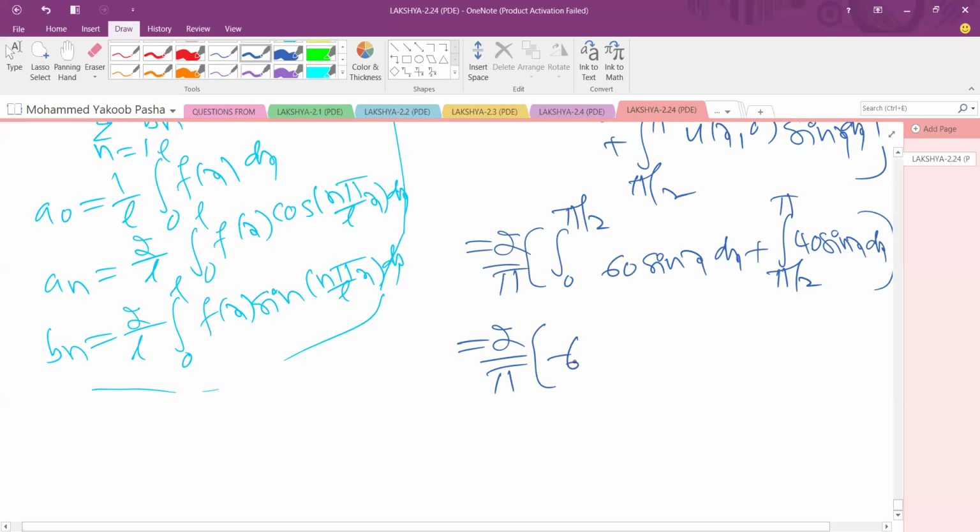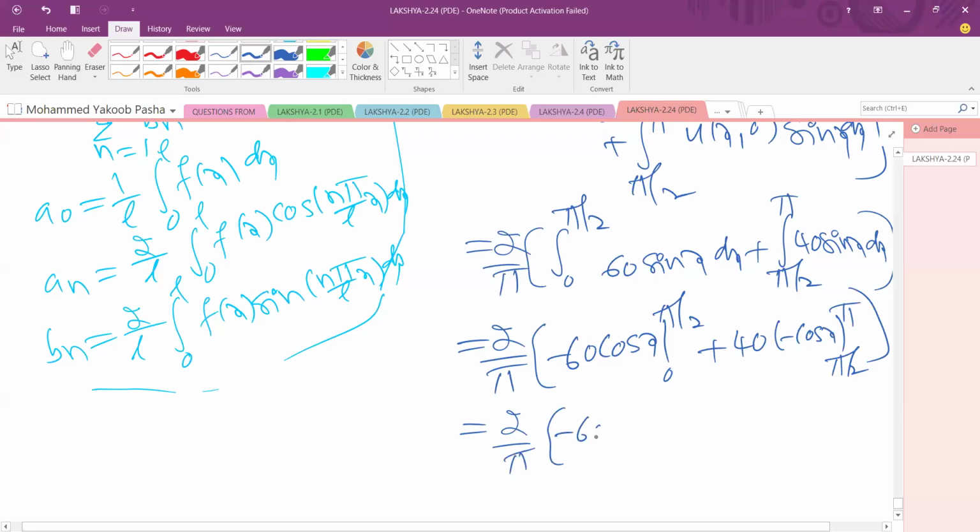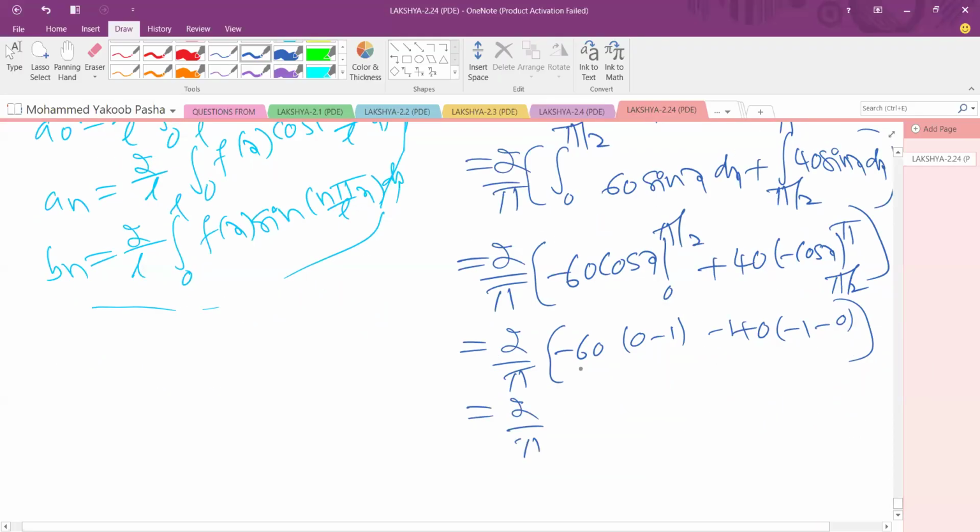So this is equal to 2 by pi, integration of sin x is minus cos x, limits 0 to pi by 2, plus 40 into minus cos x, limits pi by 2 to pi. Now this is equal to 2 by pi of minus 60 cos pi by 2 minus 1, minus 40 cos pi minus 1, and cos pi by 2 is 0. So this is 2 by pi, this is 60, this is 40, this is 100.